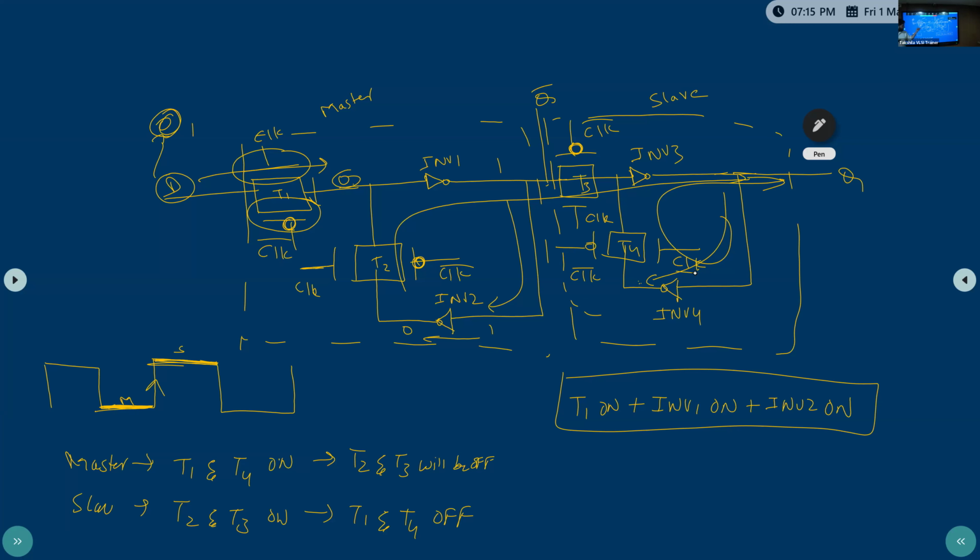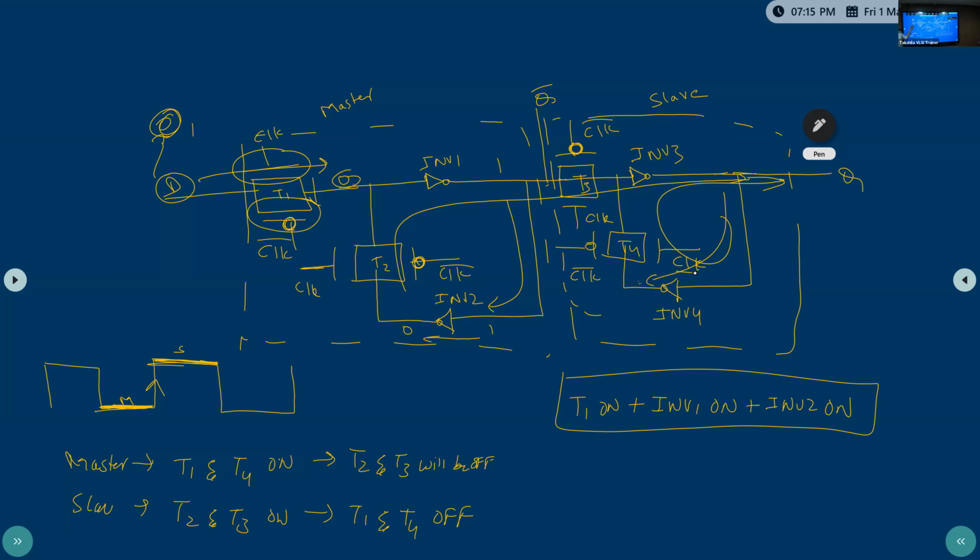Clear? So now T1 is turned off and T2 is turned on, based on the clock pulses. But when the clock switches from 0 to 1, T1 will not go off immediately. It will take some time to turn off. It is turning off slowly. Like in the movies, when the gate is slowly closing, the hero will enter, right?